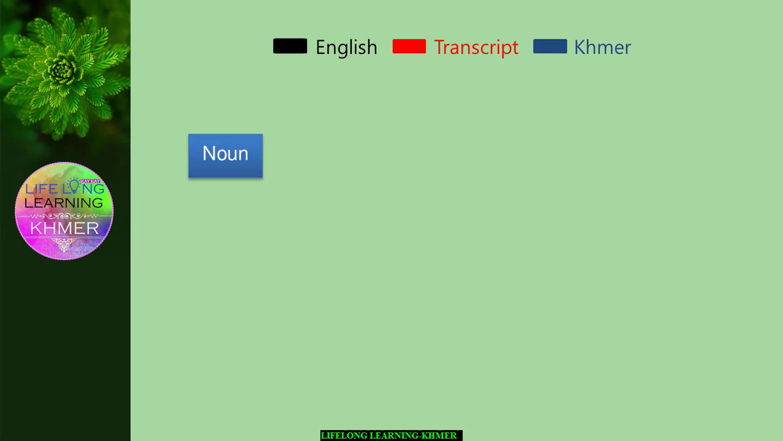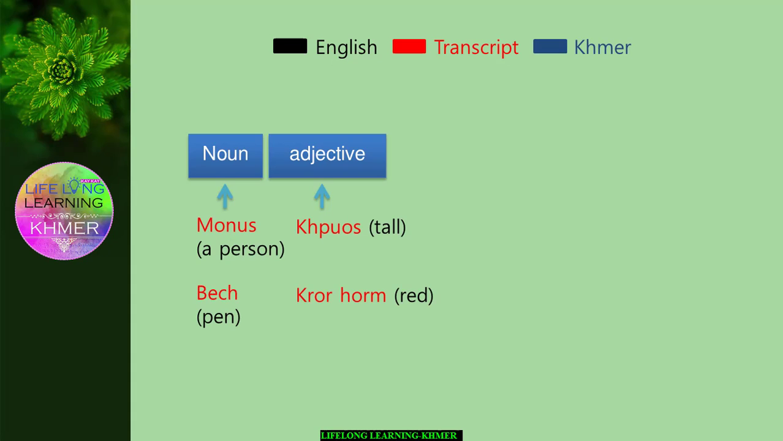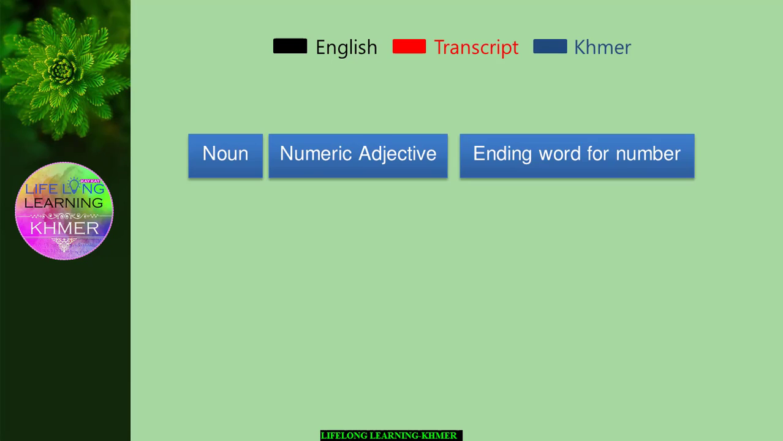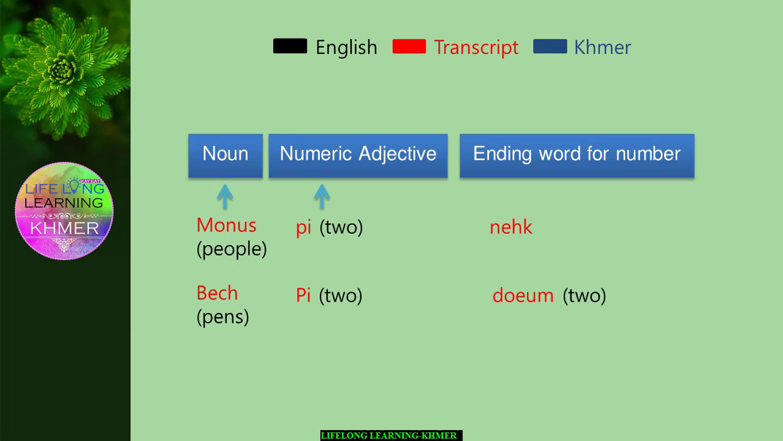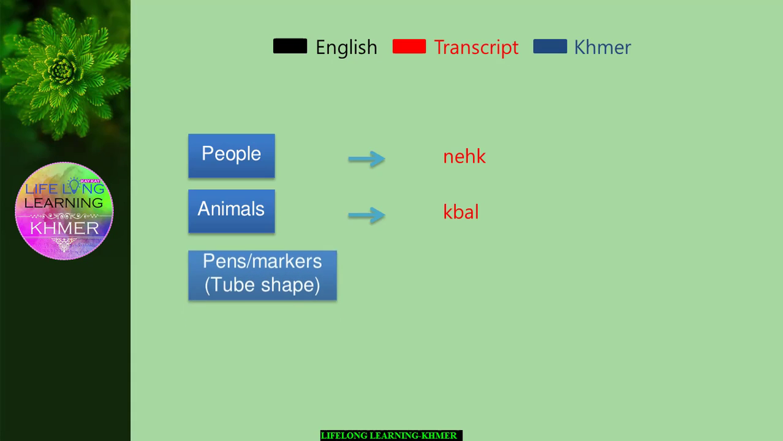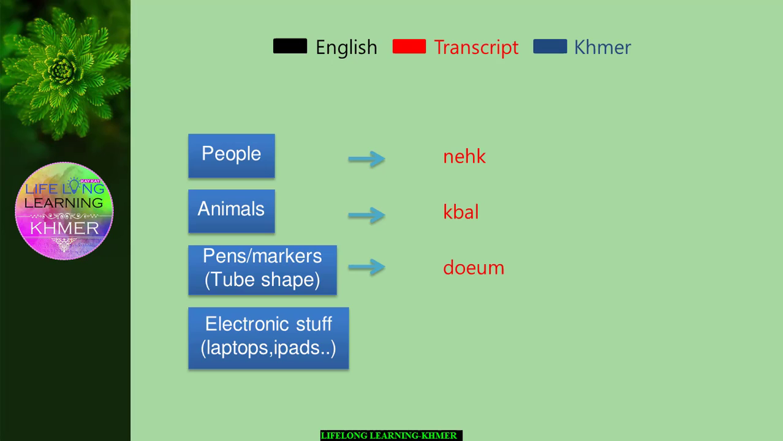Okay, to sum up, let's go back. In Khmer, the position of the adjective is after the noun, not before the noun like in English. Okay, noun plus adjective. And for numeric adjectives, we need to add the ending word for the number based on that noun. Okay, all right. And this is the list for the ending words. With people, we use អ្នក. Animals we use ក្បាល. And pens, markers, something that has a tube shape, we use ដើម. And electronic stuff we use គ្រឿង.